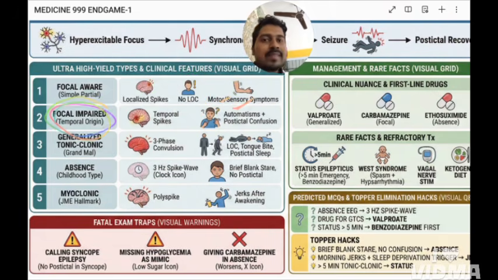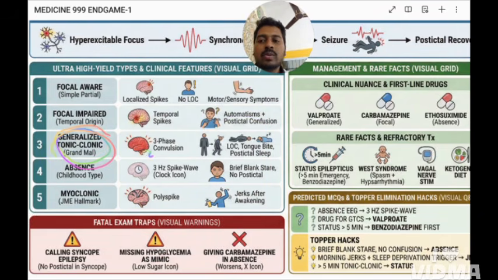Focal with impaired awareness is basically what we earlier called complex partial seizures. Here the temporal lobe is mainly associated, and there are temporal spikes. Here you will see automatisms, which are random lip smacking movements or blinking type of movements. There will be post-ictal confusion, which means after the seizure the patient won't know what has happened.